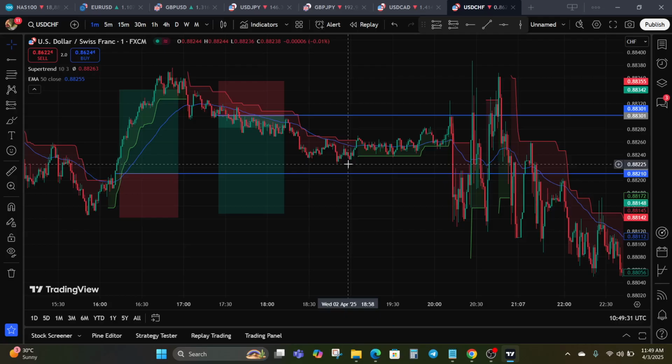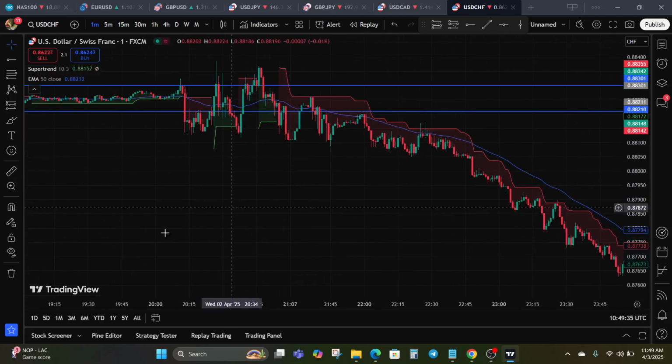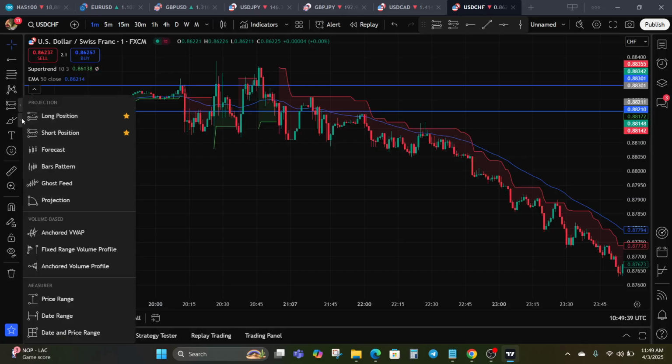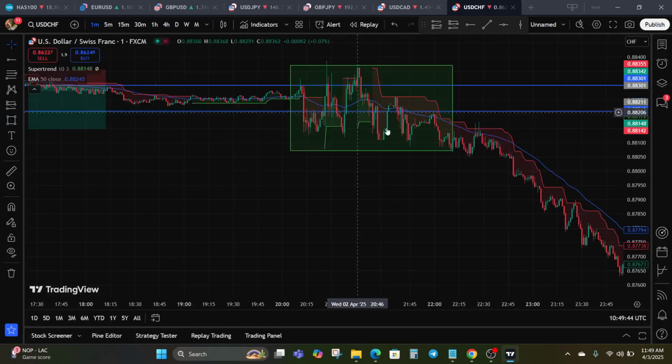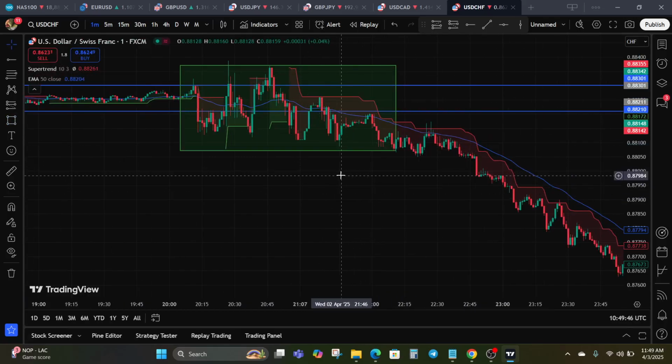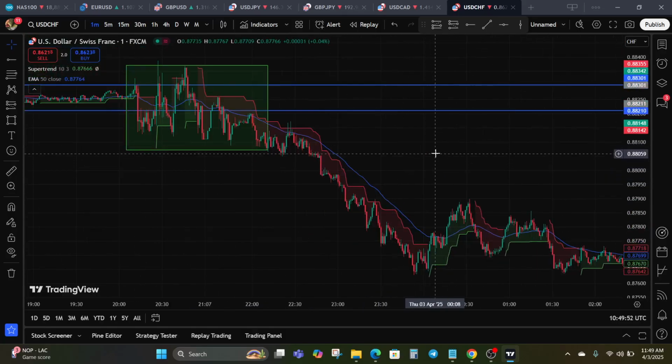And then avoid choppy price action. For example, you can see what happened around here. You might just want to avoid trading during such a condition. When you have choppy price action like this, you might just want to stay out of the market, because super trend works best in trending markets. When you have a trending market, that is the best time to use the super trend indicator.